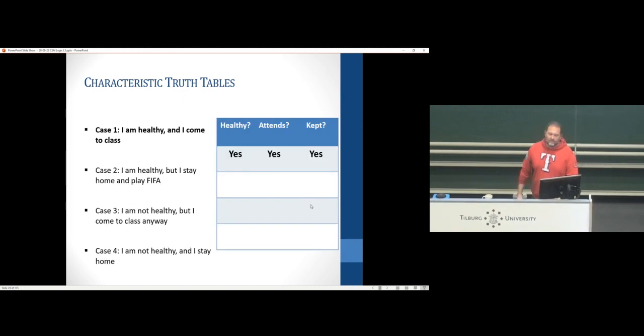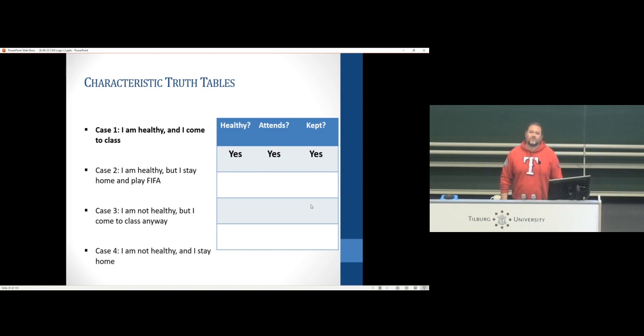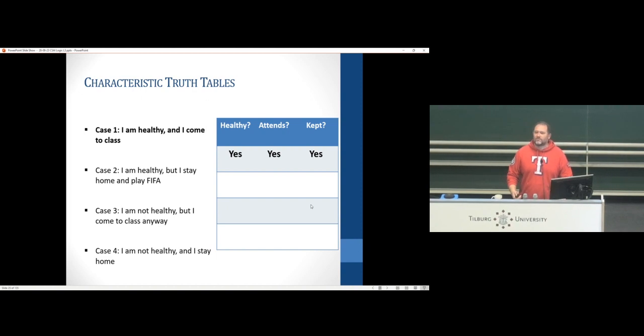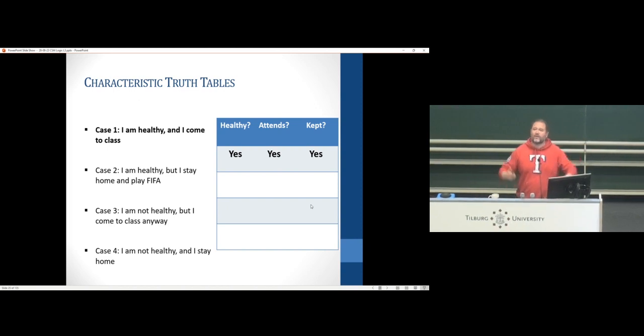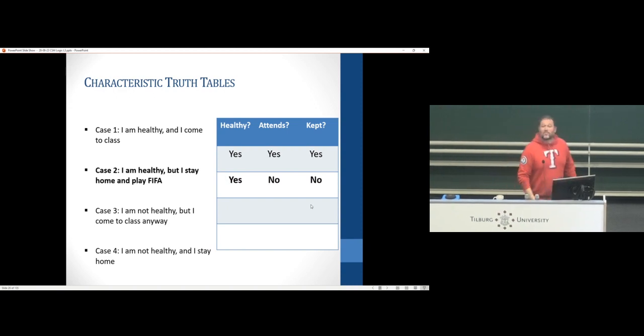In the first case, it's pretty clear that the promise is kept. If you're healthy and you show up to class, cool, you did not break your promise. Take the second case, you're healthy, but you stay home. Well, that looks like a paradigmatic case of breaking the promise, right? Because the promise was, if healthy, then at class. So that looks like a promise broken.